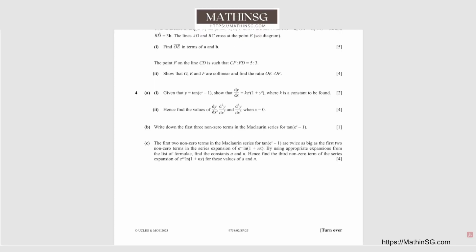Question 4 is a Maclaurin series question. In question 4a part 1, you're given that y equals tangent of e to the power of x minus 1. Show that dy/dx equals k e to the power of x (1 plus y squared), where k is a constant to be found. So what we need to do is differentiate this equation. Okay, so let's do it.